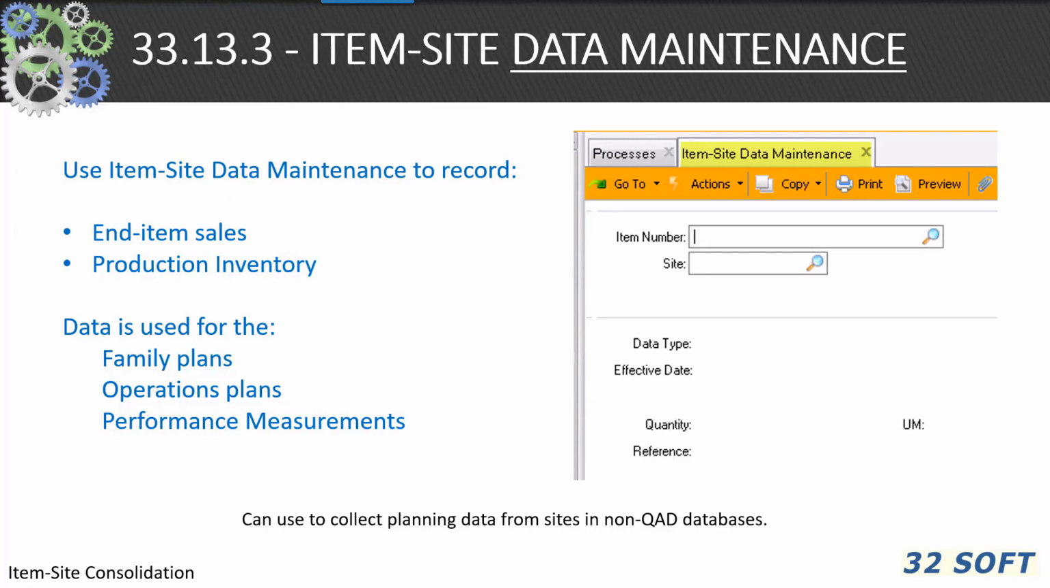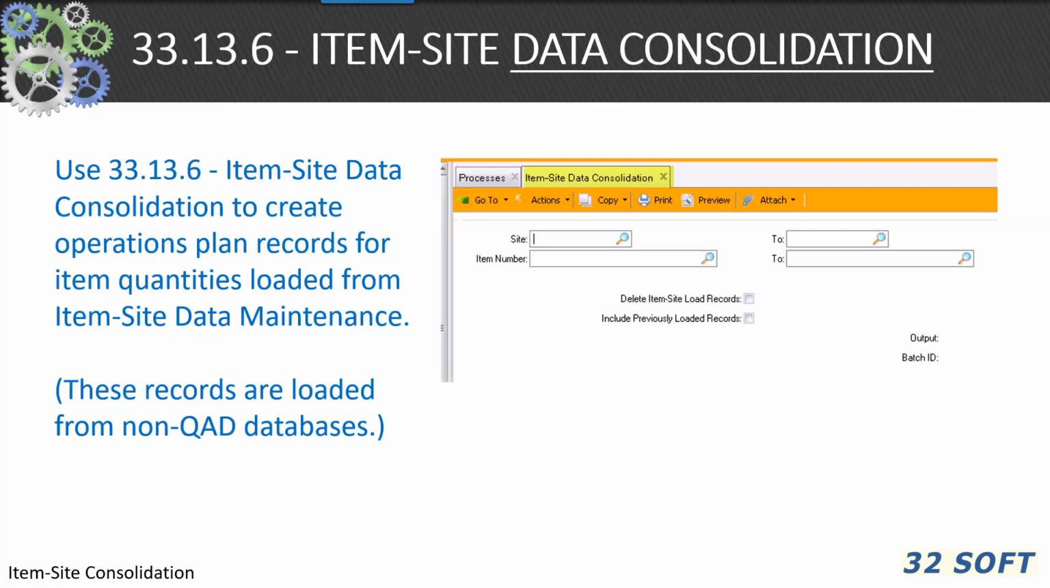The 33.3.13.3 item site data and maintenance. This is where you record item site data maintenance for end item sales and production. It's used in family operations performance measurements. The 33.13.6 consolidation. Once you've put all that information in, then you can use this consolidation to load data from non-QAD records.